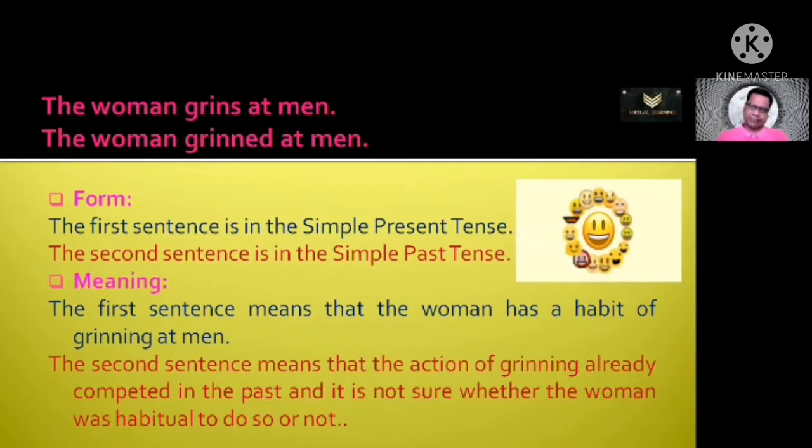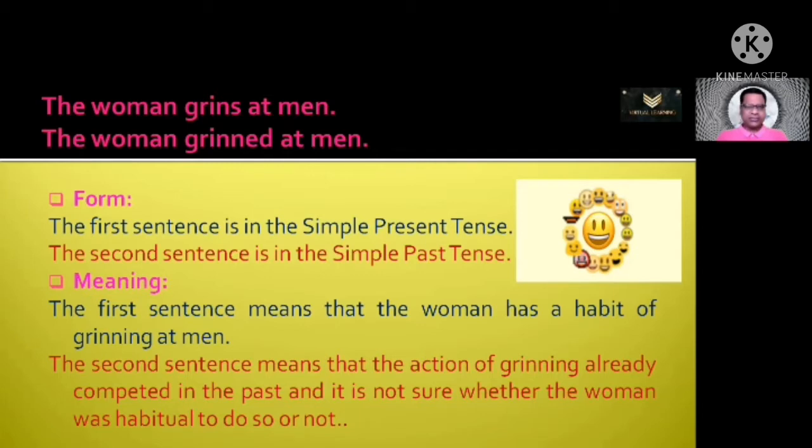Now look at the meaning. The moment you change the form of the verb, that is, one is in present and the second one is in past, of course, that will affect the meaning as well. So the first sentence means that the woman has a habit of grinning at men. Right? The meaning is quite clear here, quite succinct here. The woman has a habit. People have different kinds of habits. So this woman has a habit of grinning at men.